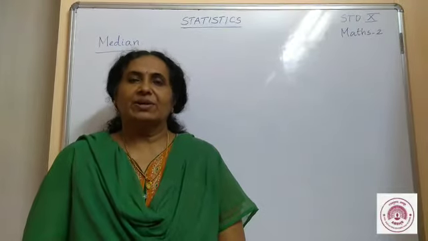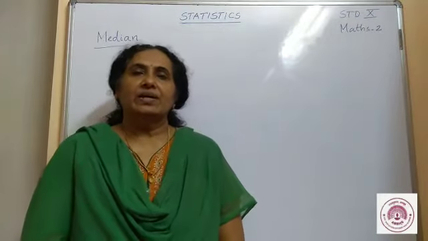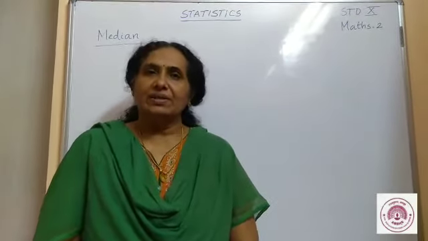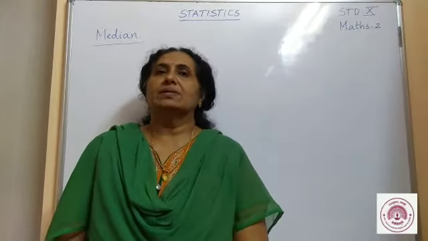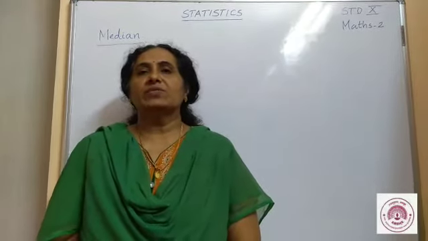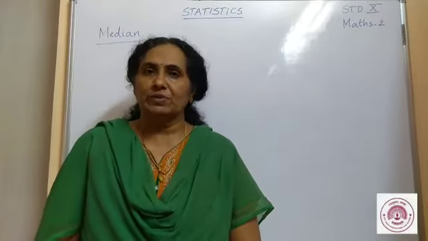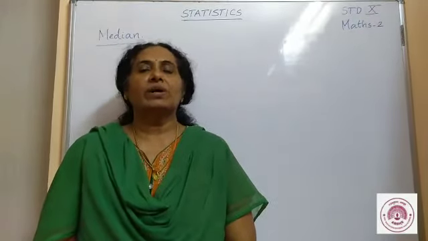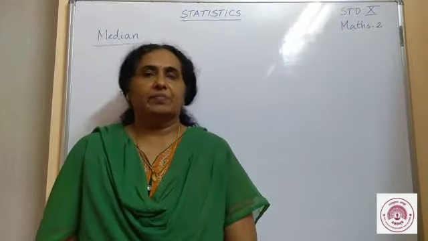Hello students, today we are going to learn about median. If the numbers in a data are arranged in ascending order, the number at the middle position is called the median. If the number of observations is odd, that is if there are 5 observations or 7 observations, there is only one value at the middle position and that is the median.